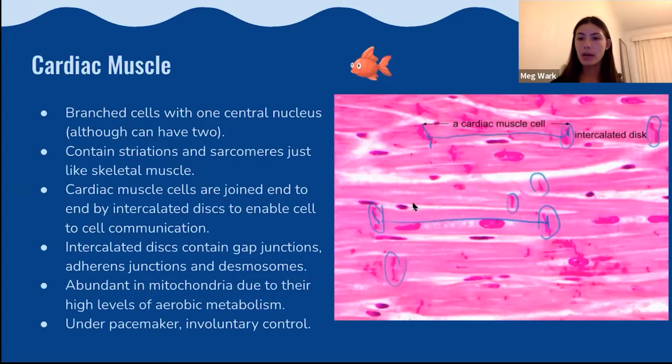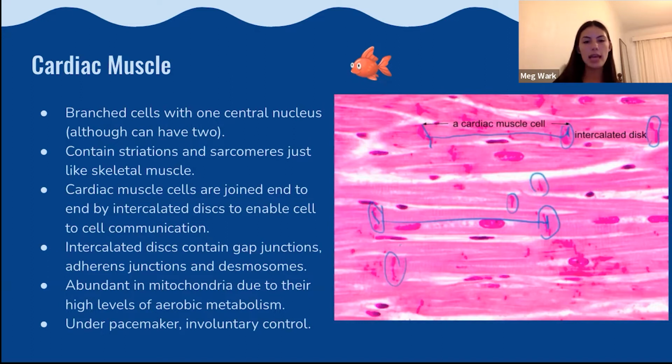So next we've got cardiac muscle. So cardiac muscles are branched cells with one central nucleus. They can sometimes have two, but they certainly don't have 1,000. They also contain striations and sarcomeres, just like skeletal muscle. Cardiac muscle cells are joined end to end by these things which we call intercalated discs, and this helps the muscle cells communicate with each other.